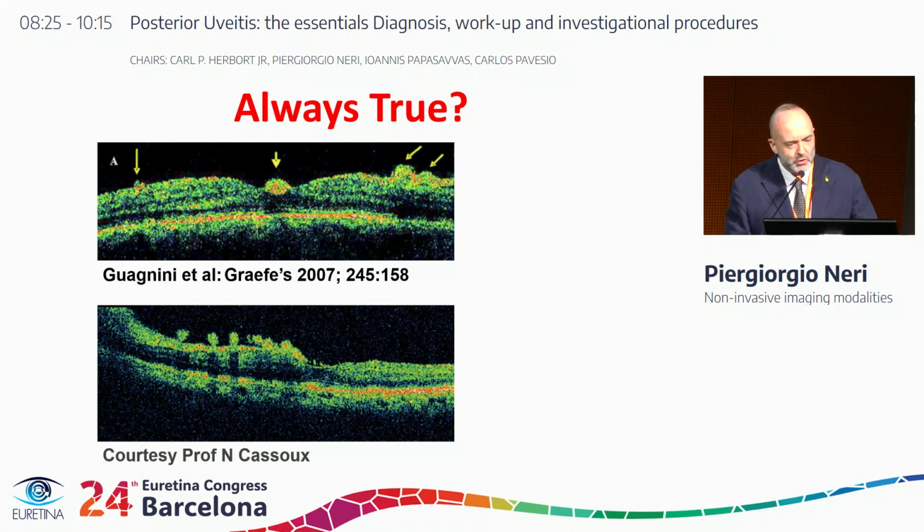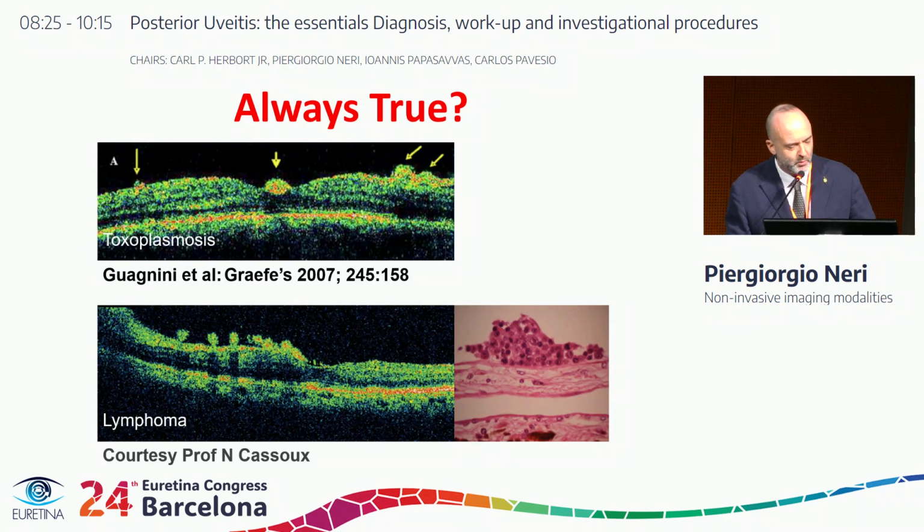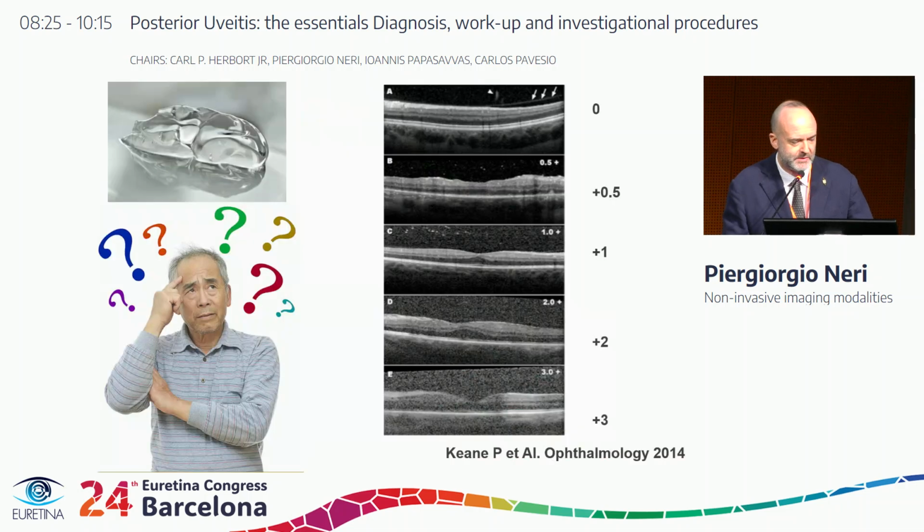To be honest with you, in some cases we can have some slippery slopes. On the top you see the pattern of presentation of this very old OCT by Guagnini in the publication in 2007, and the bottom one is the one that Natalie Cosso presented. They are very similar. But the one on the top is toxoplasmosis, the one at the bottom is lymphoma. So the pattern cannot always lead you where you want to be, so be very careful and run all the tests necessary to understand whether you're dealing with infection or a potential malignancy.